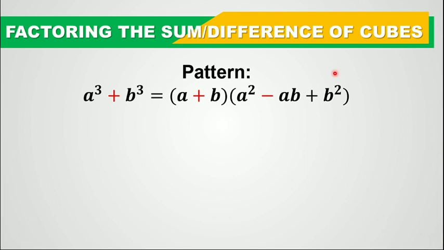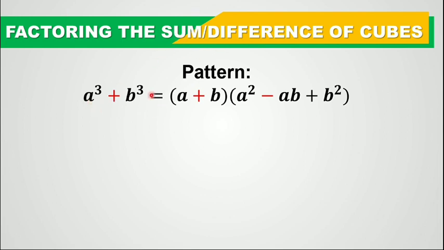So here is the pattern of the sum of cubes. As you can see, there are two terms which are raised to the power of 3, meaning a cubed and b cubed, which are being added. That's why it is called the sum of cubes. The sum comes first, so the difference will follow.